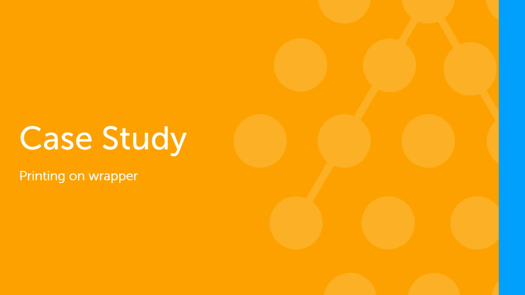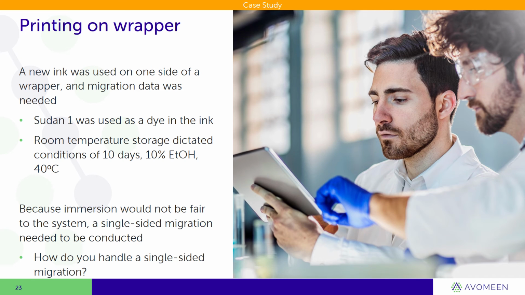Another case study is printing on wrapper. We had someone who used an ink to print on a wrapper, and the dye in the ink was Sudan 1, which is known to be a problematic dye, but it's used in printing inks. Now, the ink was being printed on one side of the wrapper, and it was a wrapper for candy and gum. Actually, I believe the first application was gum, with candy as an ancillary application. So they needed migration data to show that it was safe.